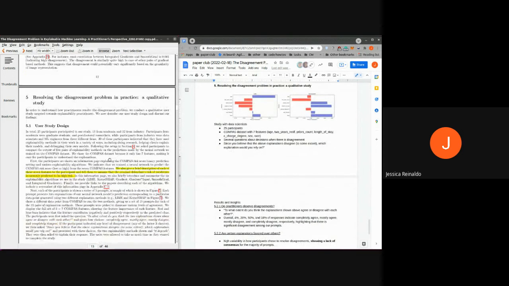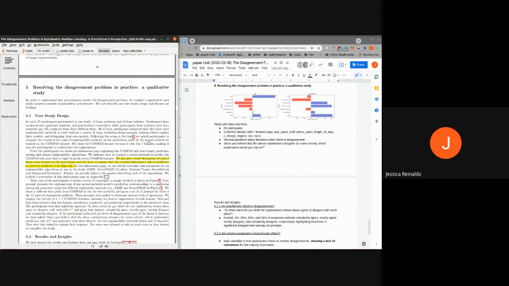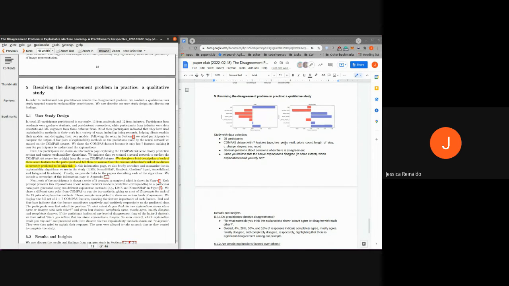So finally, how are the practitioners solving these problems? They did this qualitative study with interviews with data scientist participants, and they say 13 are from academia and 12 from the industry, so it's almost 50-50. And in the appendix, they show all the questions that they asked these people. So basically, they present something like this.